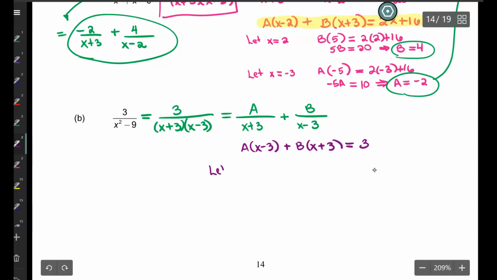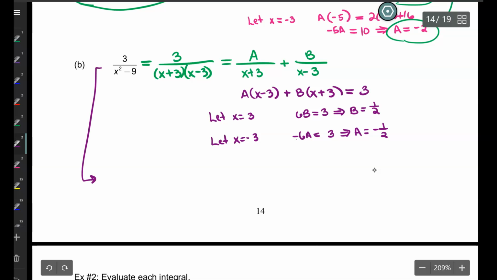Now again, I want each of these terms to drop out. So I'm going to let x equal 3 first, or negative 3, it doesn't matter. That will make this term all go away. And so I'm left with 3 plus 3, so that'll be 6b equals 3. So b is a half. Then we'll let x equal negative 3. So negative 3 minus 3, that'll be negative 6a. The term with b in it will all go away, and we get 3. And so a is going to be negative 1/2.